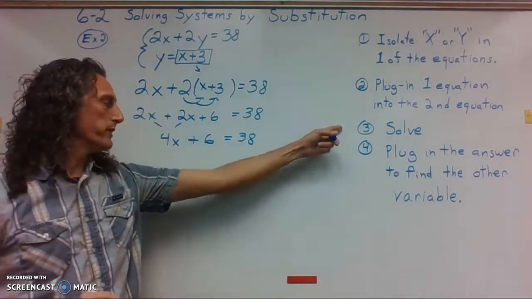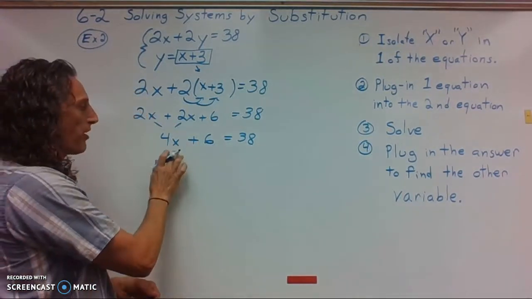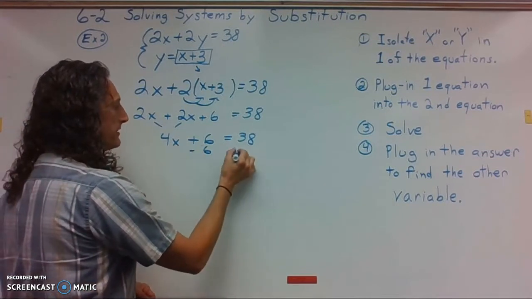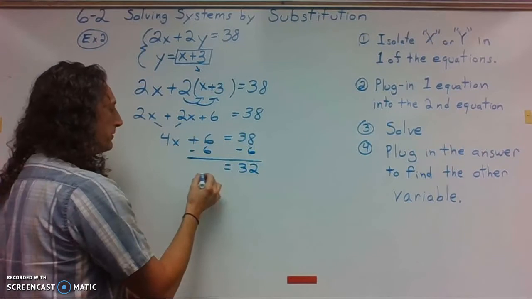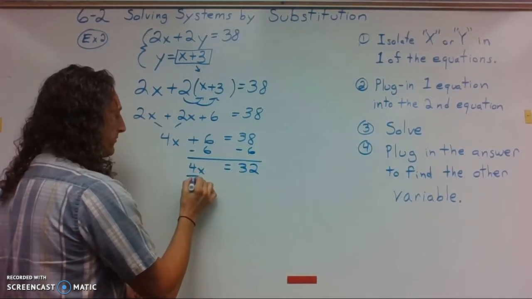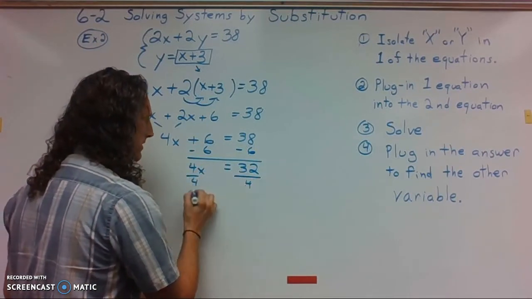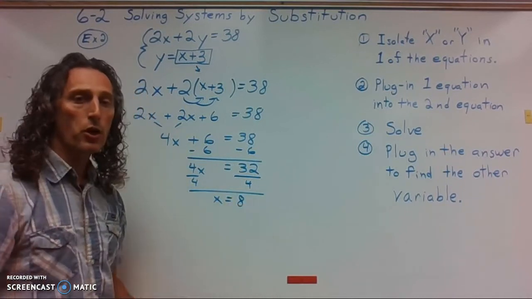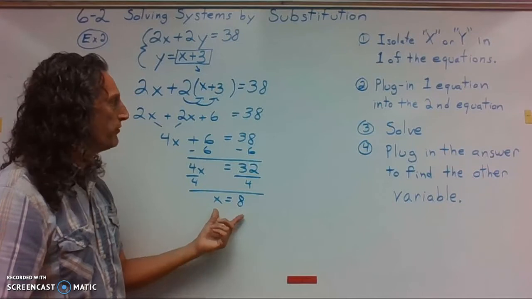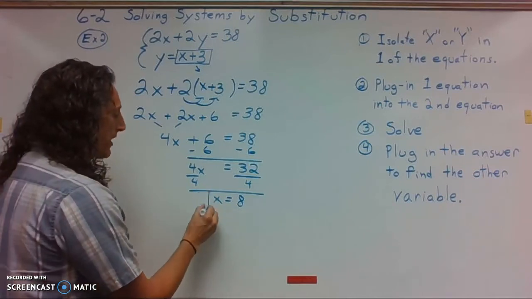Right? So this is what we're doing. Step 3, we're solving for our x term. Minus the 6 from both sides. That's a 32. Drops down to 4x. Divide by the coefficient. And then x equals 8. Right? So we did step 3 and we solved it. And we found our x term.